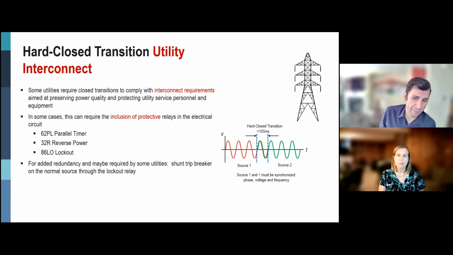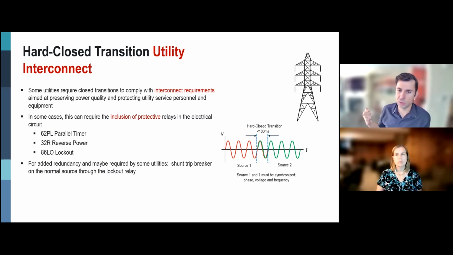A lot of times, if we have an intertie, we have a close transition operation, we might have an external relay called a parallel timer. The timer inside the transfer switch control monitors the two sources and makes sure that once we hit 100 milliseconds, it opens one of the sources. Some of the utilities require an external parallel timer, independent of the transfer switch control, mounted inside the transfer switch, and that will also do the countdown at the same time.